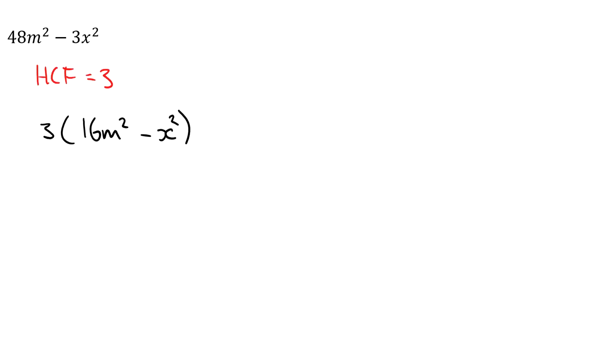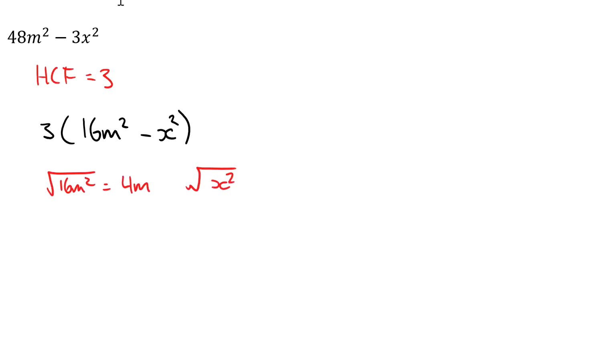Now what I'm going to do is square root both sides. Now I know it's a difference of two squares because 16 is a squareable number to get me a whole number, and so is our x squared over here. Everything inside the brackets can give me a whole number, a rational number. So what I do is I go my square root of 16m squared, and that gets me 4m.